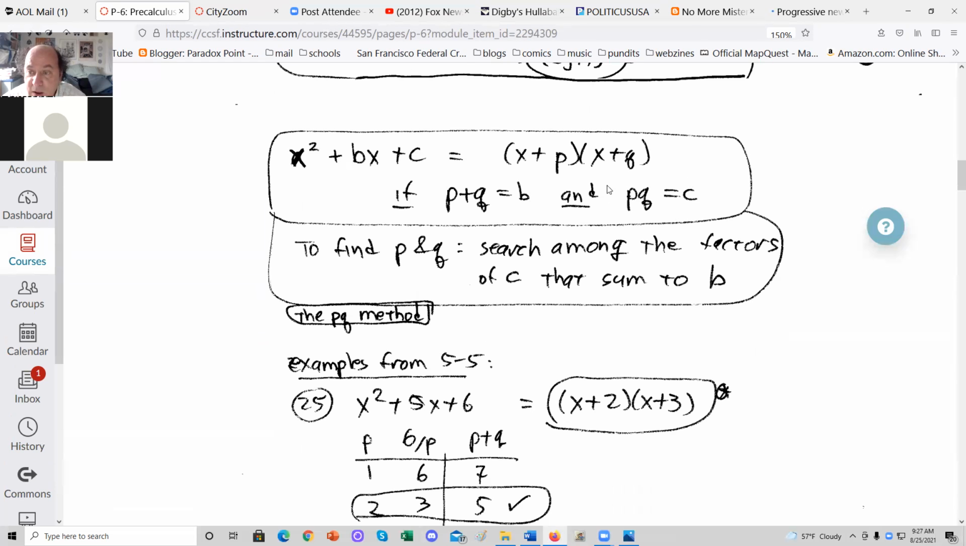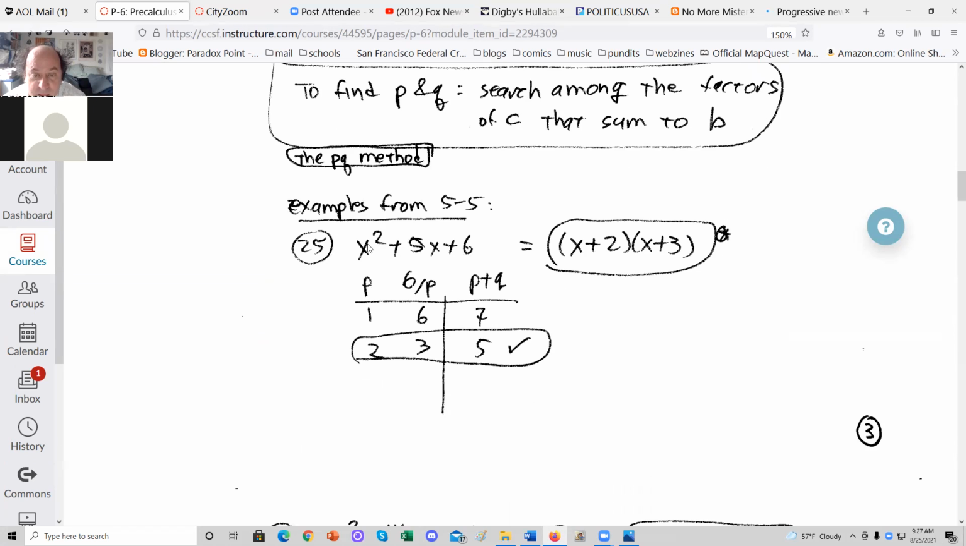You find all of c's factors and search all those pairs of factors for the one that sums to b. So for example, x squared plus 5x plus 6. Whatever p is, q has to be 6 divided by p. And then we want to see if p plus q fits. If p is 1, 6 over p is 6, their sum is 7, doesn't fit. If p is 2, 6 over p is 3, their sum is 5, which fits. So this equals x plus 2 times x plus 3.